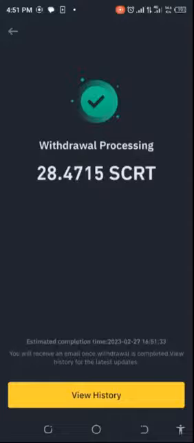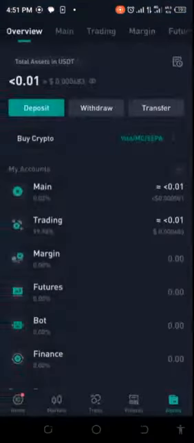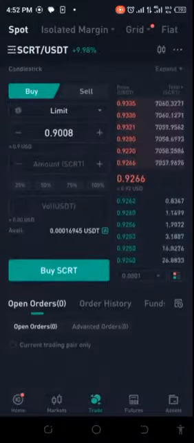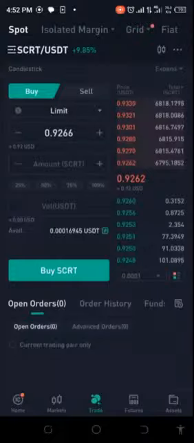Okay, so 28.47 SCRT is on its way. So let's go check KuCoin to see what's going on. I'm so excited to see, and I hope that it still remains the same. Oh, it looks like it's good, but let's hope, keep our fingers crossed that this continues till we get here. Okay, so once it arrives, I'll let you know. See you shortly.